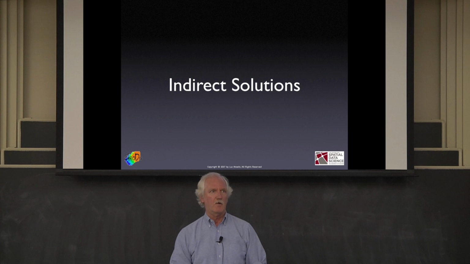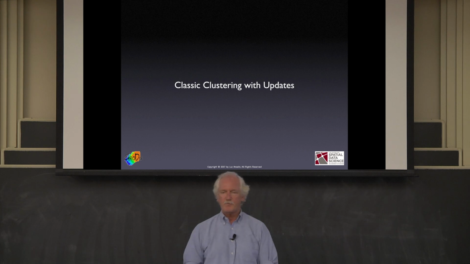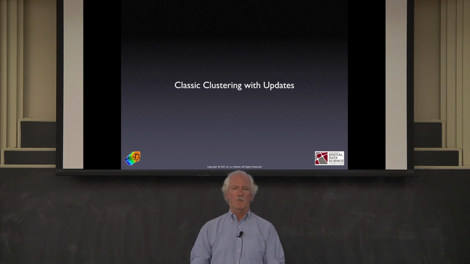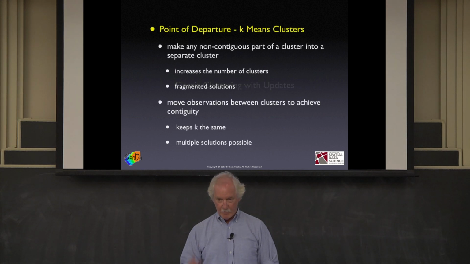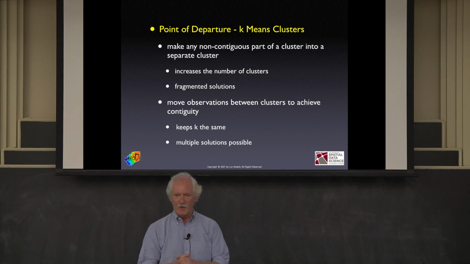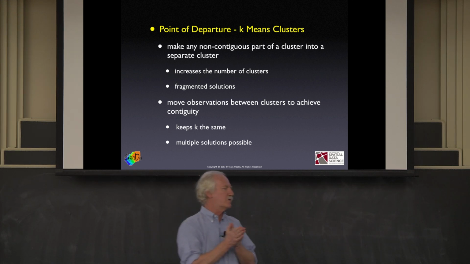So let's get a little concrete, and at first I want to show you some indirect solutions. So first way, classic clustering with updates. And this is kind of fun. I actually had fun doing this because I did better than Skater with my eyeball method, which I will illustrate in a second. So there's basically two ways of doing this.